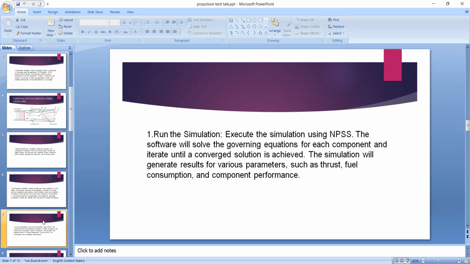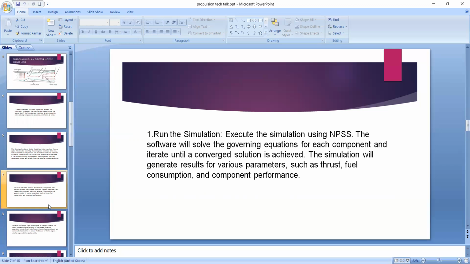Run the simulation. Execute the simulation using NPSS. The software will solve the governing equations for each component and iterate until a converged solution is achieved. The simulation will generate results for various parameters such as thrust, fuel consumption, and component performance.